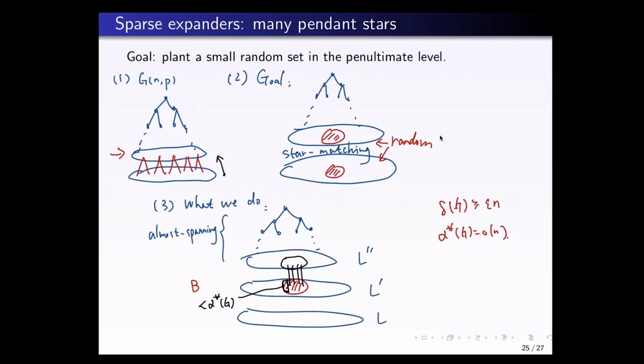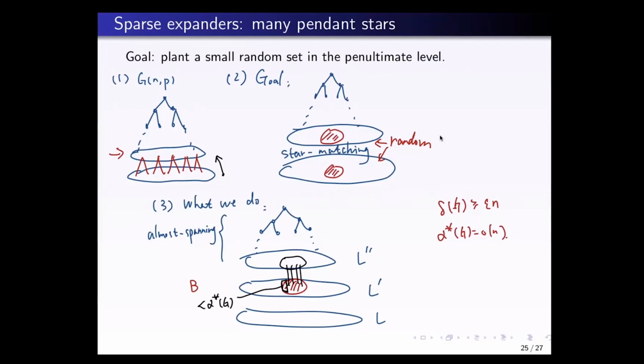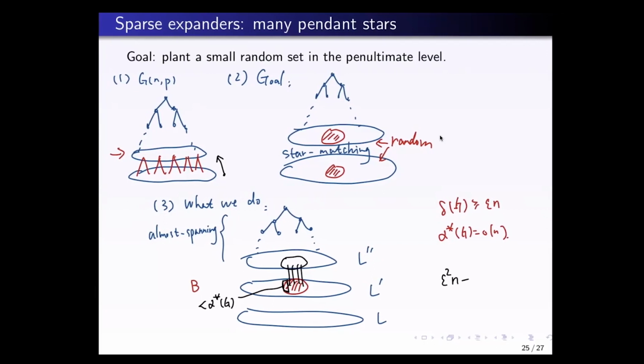But we are leaving out another little o of n. So this epsilon square n minus little o of n will still be good enough. Namely, we lose another half. But still, we capture the degree of the red set B, although we didn't really make B entirely embedded in. And then by the definition, we can protect or reserve a random set in L so that we can finish the star matching. Does it make sense, or too fast?